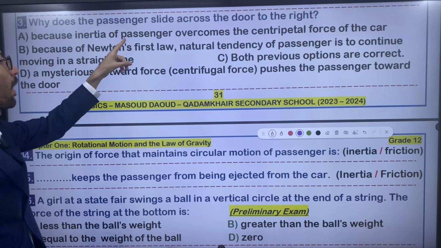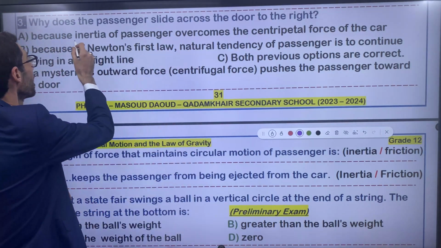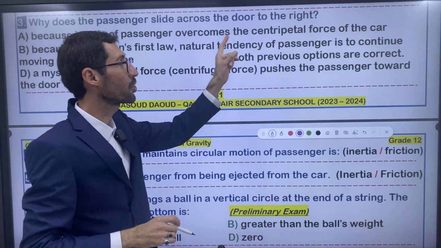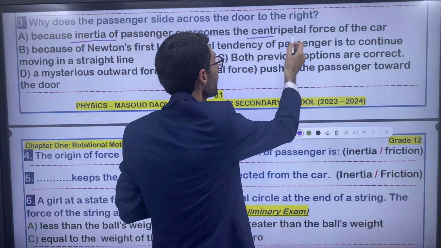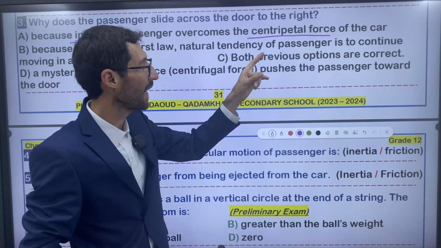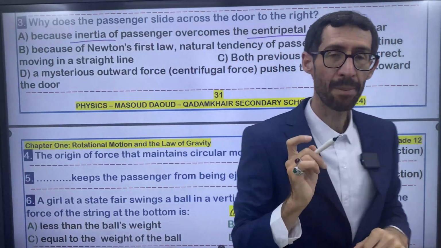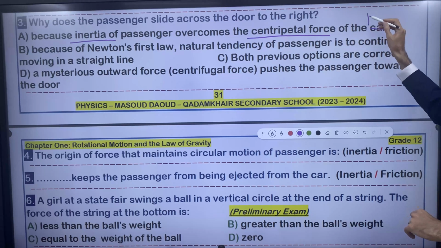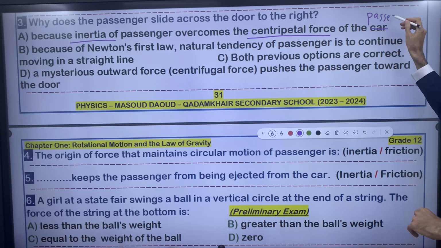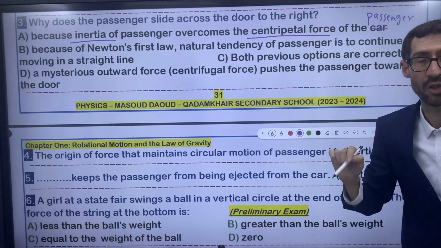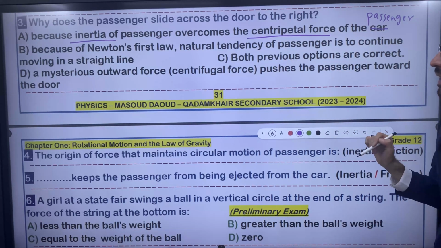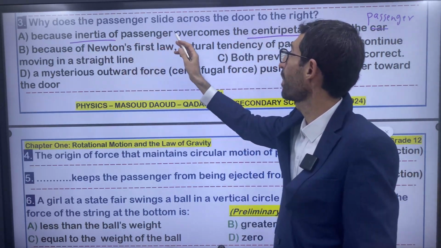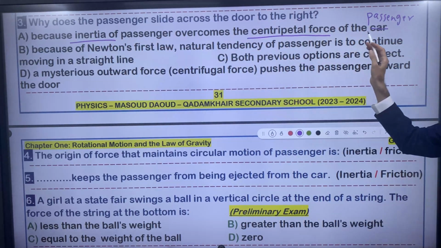A, because inertia of the passenger overcomes the centripetal force of the car. Actually, there's a mistake here. I'm gonna correct the mistake. I have to say passenger, not the car, because the question talks about the passenger. It doesn't talk about the car. That's why let me read the option for you again. A, because inertia of passenger overcomes the centripetal force of the passenger.